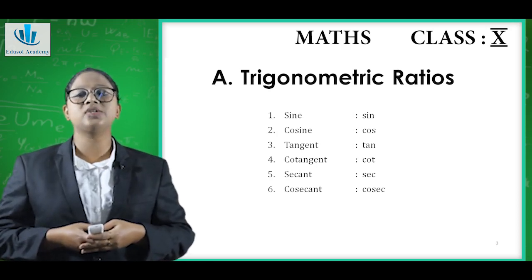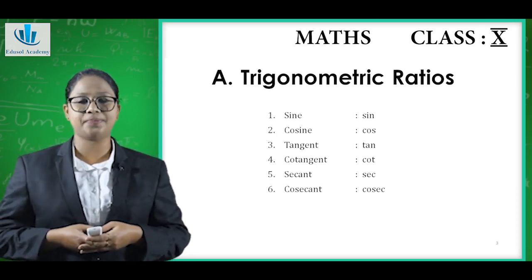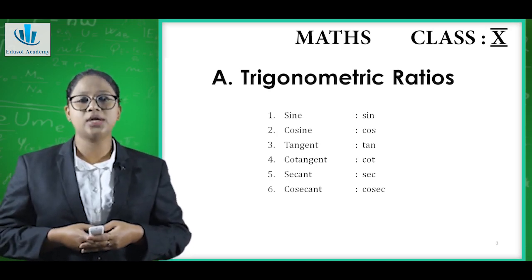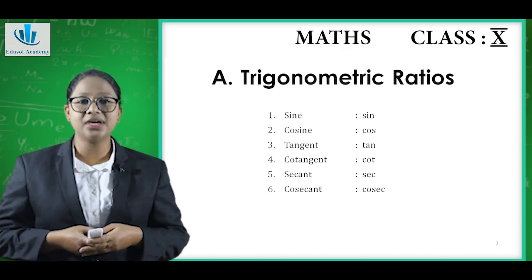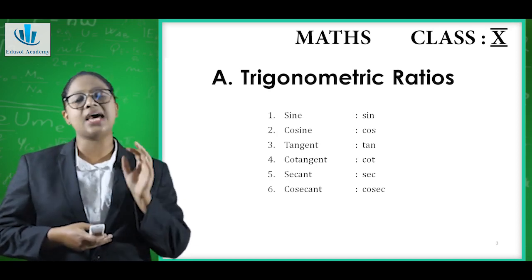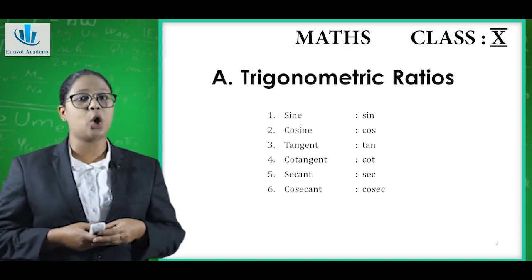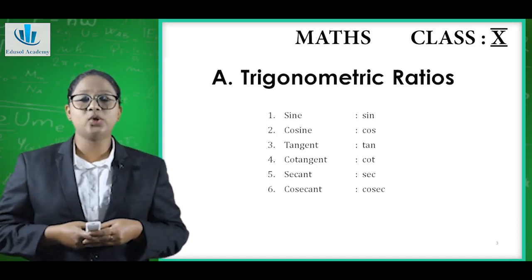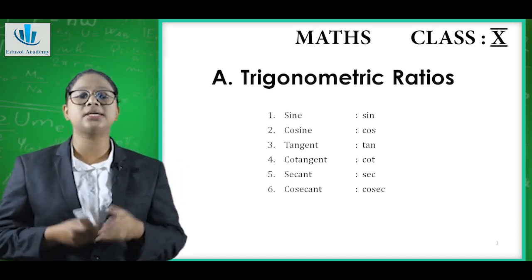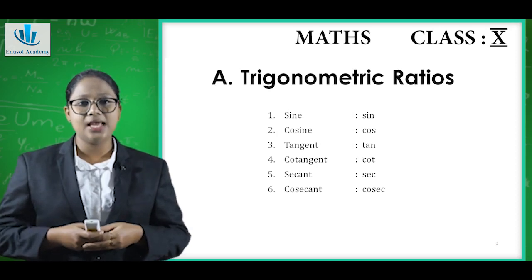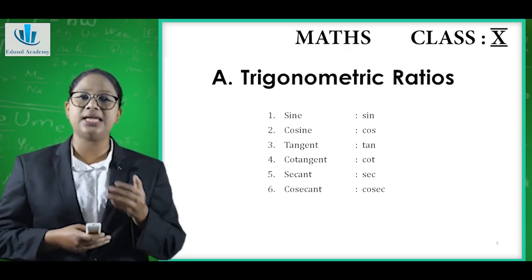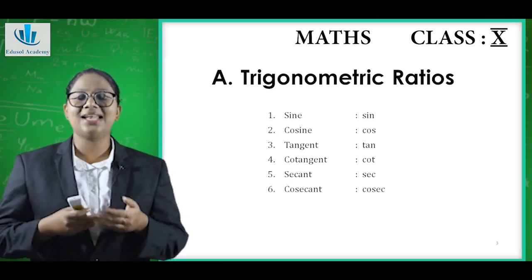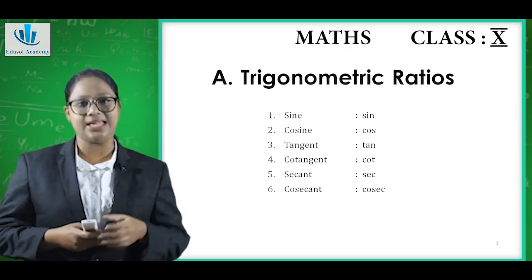The first is trigonometric ratios. Now the first trigonometric ratio, we are just familiarizing the names. So the first trigonometric ratio is sine, and on the right side of the screen, you can see SIN written. That is how we denote sine. Even if it's spelled SIN, it should be pronounced sine. The actual pronunciation here is sine itself.